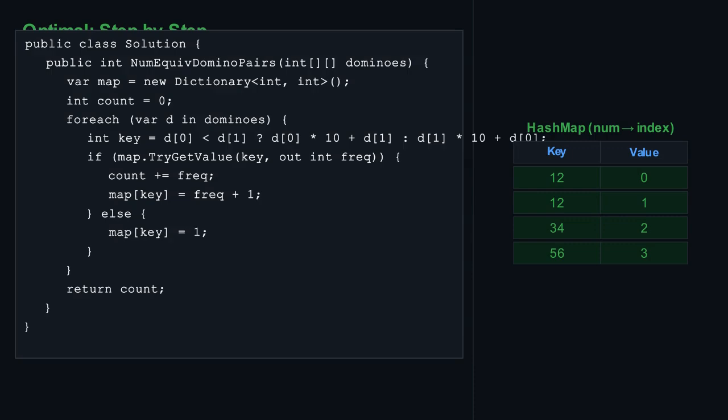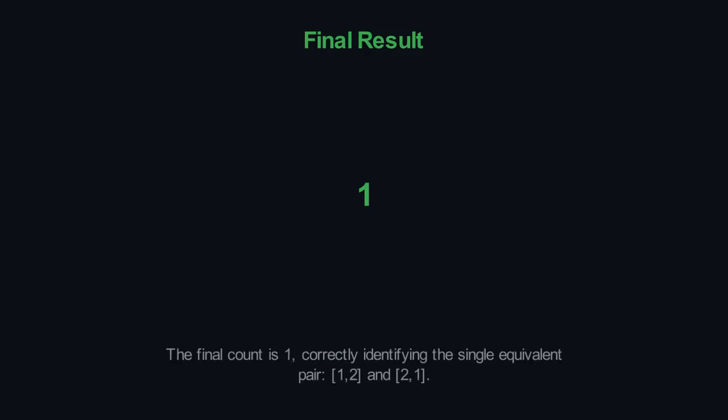Moving to 3 4, key 34. Not in map, add it with frequency 1. Finally, 5 6, key 56. Not in map, add with frequency 1. We've processed all dominoes. The final count is 1. This is correct because only the 1 2 and 2 1 dominoes form an equivalent pair. The HashMap approach correctly identified and counted this single pair.